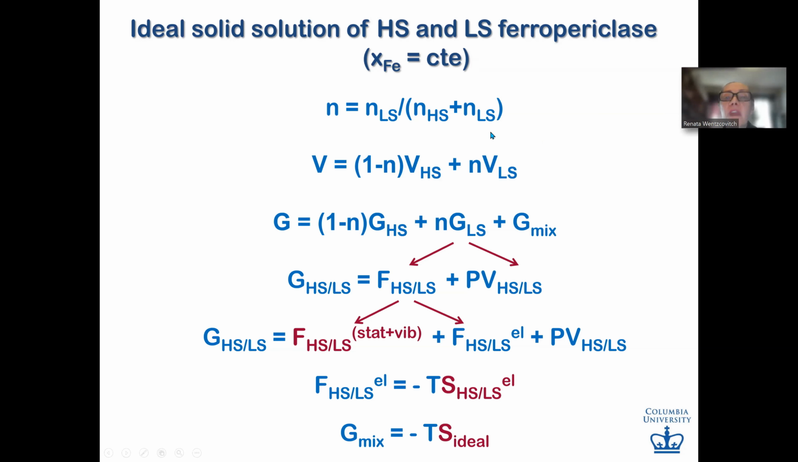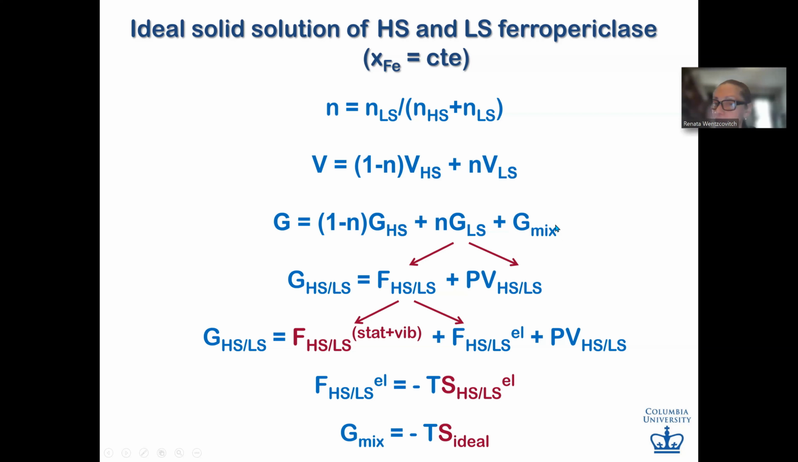n is the low spin fraction. Since iron is not very close to iron, and I'm seeing here that there doesn't seem to be very much interaction between irons, this is the first thermodynamic model we developed. Let's assume that this solid solution between high spin and low spin is ideal. If that is the case, then the volume is a weighted average of the volumes of the end members, right? n is the volume fraction of low spin ferropericlase. If the solution is ideal, the free energy is also a weighted average of the end members, and then we have the mixing entropy of the two end members.